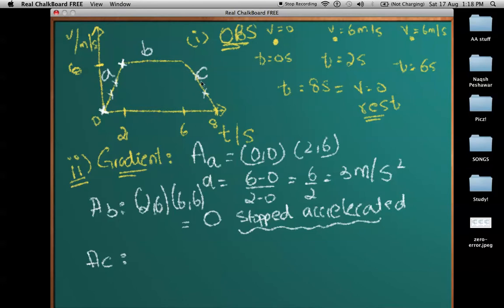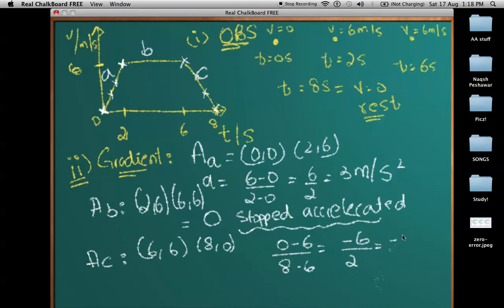I can deduce that this is a negative acceleration. This is a negative gradient since it's coming from top to bottom. So this is a negative acceleration or a deceleration. Let's just take 2 points, 6 and 6, the first point here, and 8 and 0. Let's find the gradient. y2 minus y1, 0 minus 6, divided by x2 minus x1, 8 minus 6. This would be minus 6 divided by 2, which becomes minus 3 meters per second square.